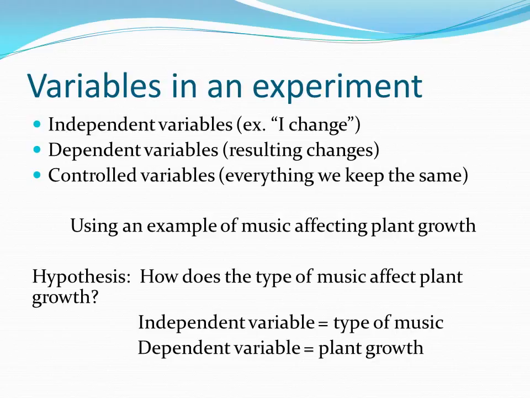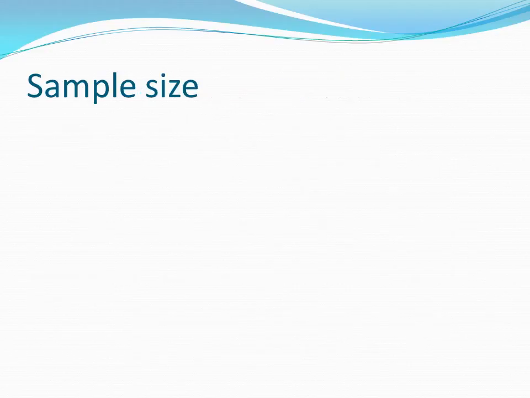And the actual height or the length of the plant might be the plant growth that you measure. That's your dependent variable. And your control variables might be that you use the same size plants, the same amount of light, you water them the same, they have the same amount of soil. Those are all control variables in your experiment.